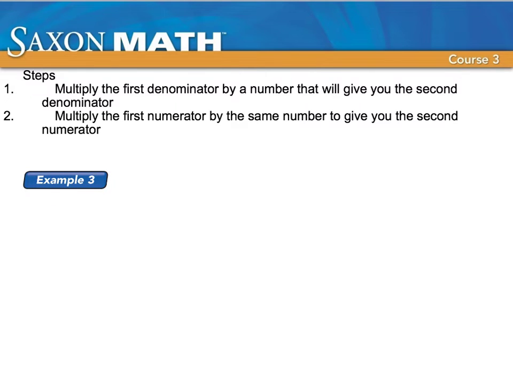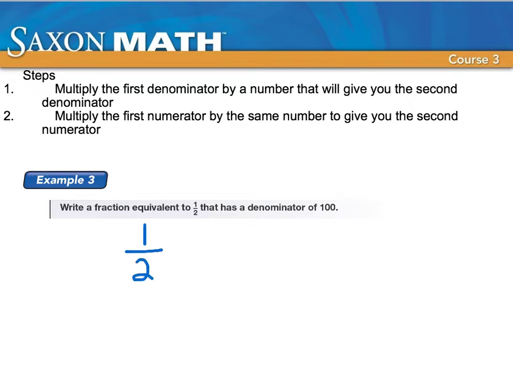Alright, now those steps just listed by themselves might not make a lot of sense, so let's go to the example and see what I'm really talking about here. Okay, example 3 says write a fraction equivalent to 1/2 that has a denominator of 100. So they're telling me I want a fraction that's equal to 1/2, so I'm going to start with 1/2, and I want a fraction that's equal to that. And I want a fraction that has a denominator of 100. Remember, denominator is the bottom number.